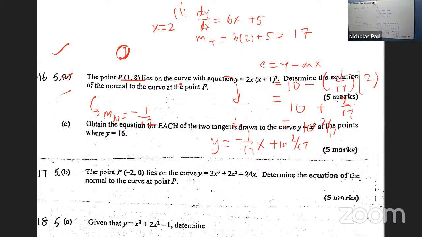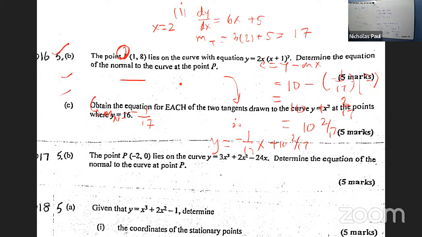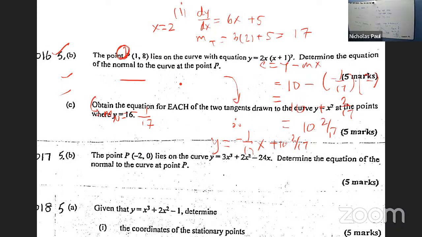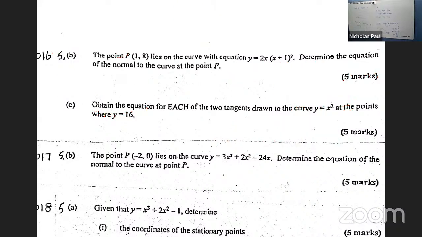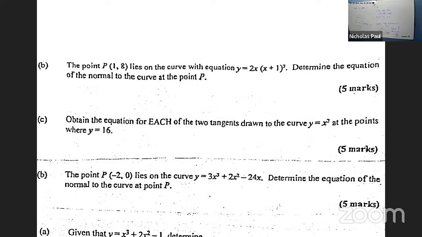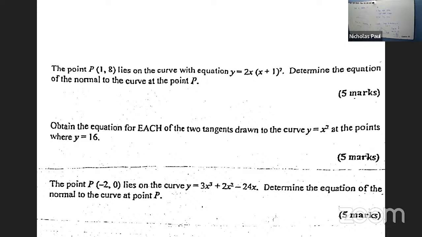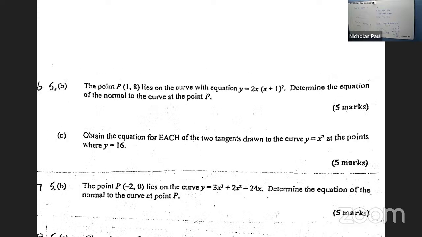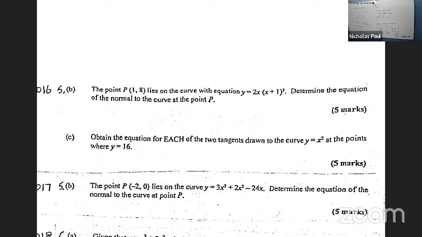Try 2016 number 5. That's the one on top there, right? I'll call you up and I'll correct it. Online, you can message the answers. 2016 number 5. Just this part alone. Yeah, that's the one on top. This one here.